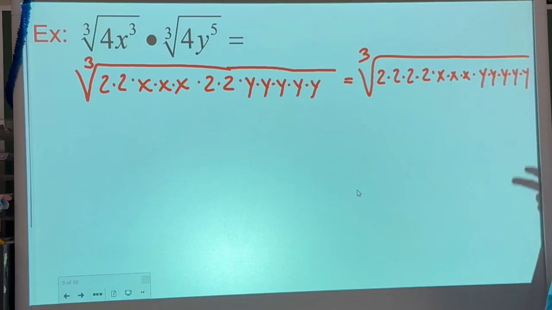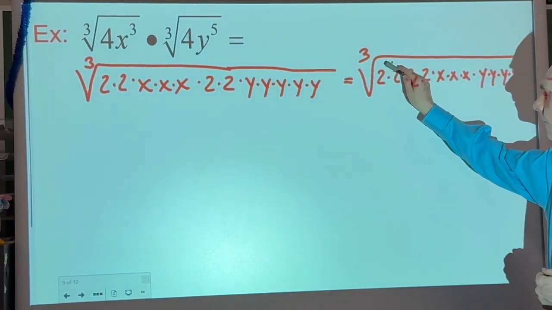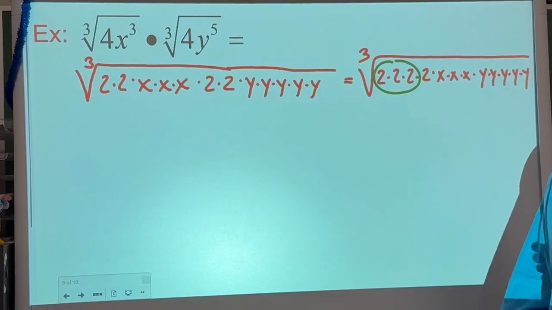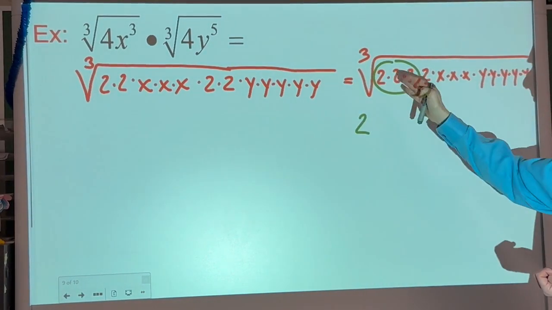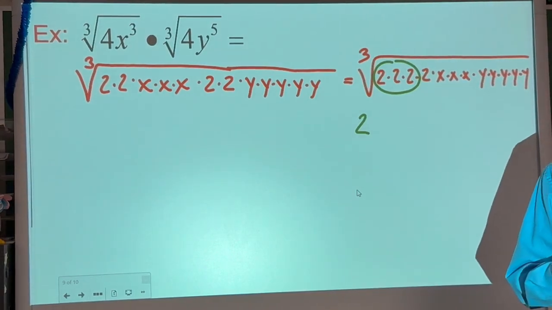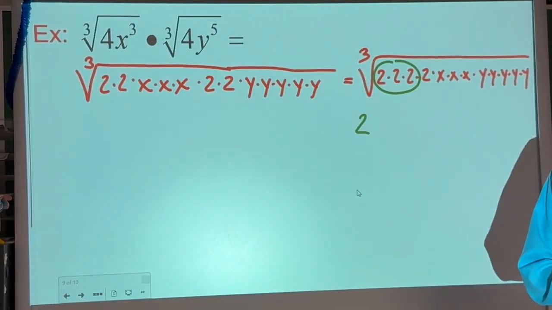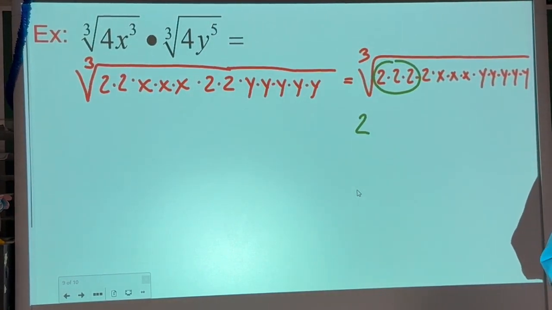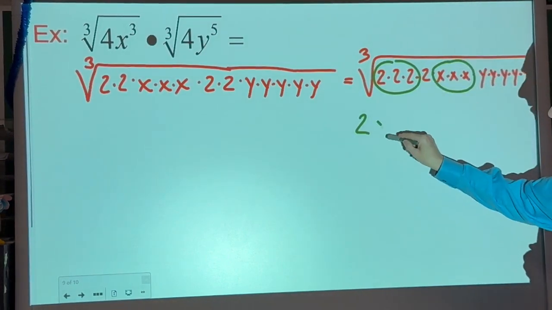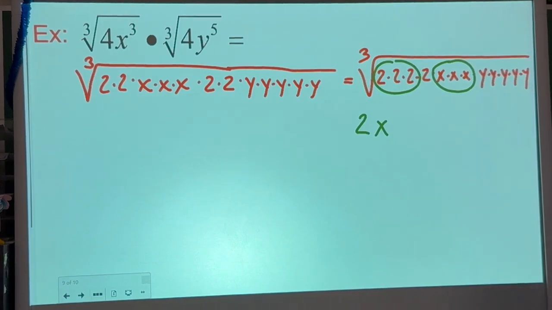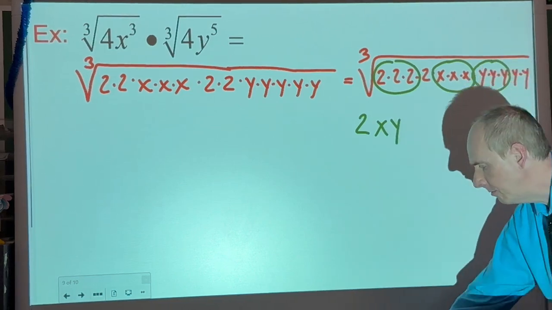Now we look not for 2, because that would be a square root. Now we want 3 of a kind. For every pair, that makes 1 2 that goes outside. Every 3 2's inside make 1 that goes outside. The cube root of 8 is 2. For every 3 x's I have, I get a single x that goes outside. And for every 3 y's I have, I get 1 y that goes outside.